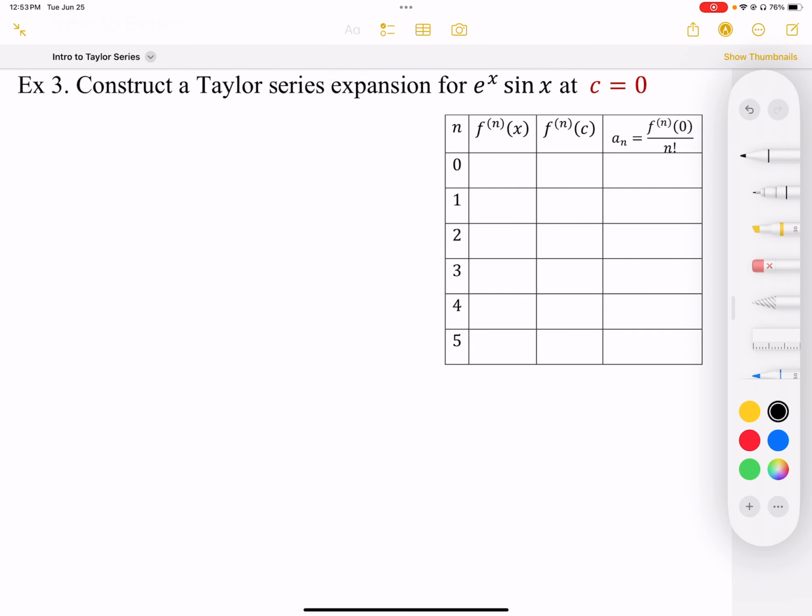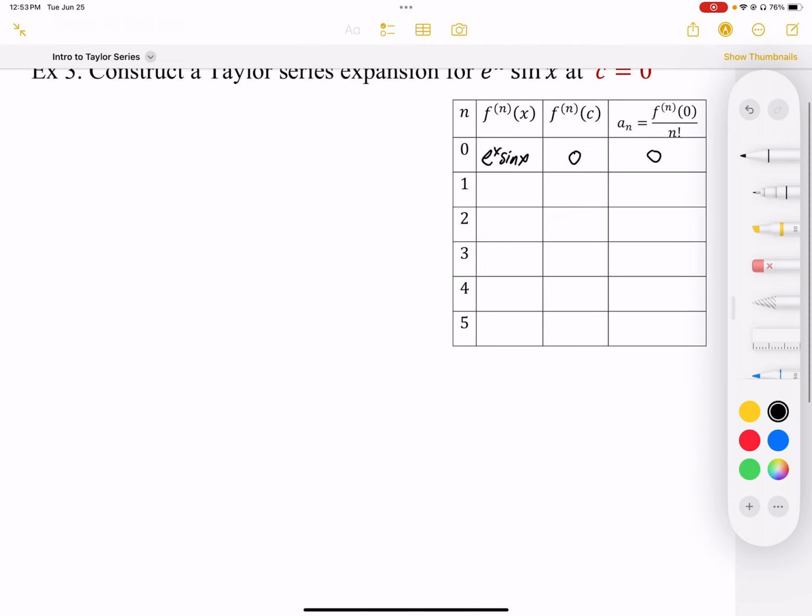So our first term is fairly straightforward. It's going to be e to the x sine x, and evaluate it at 0. Since sine is 0 at 0, our first coefficient is going to be 0.